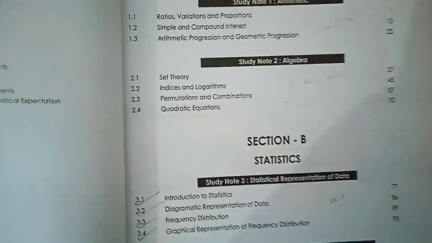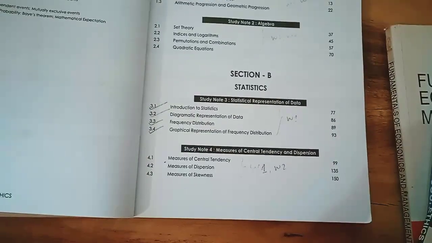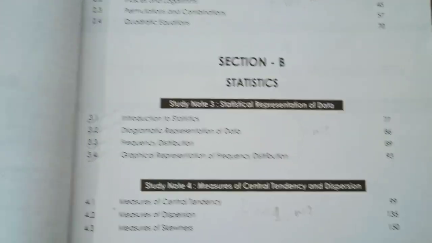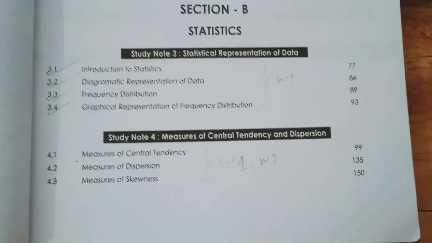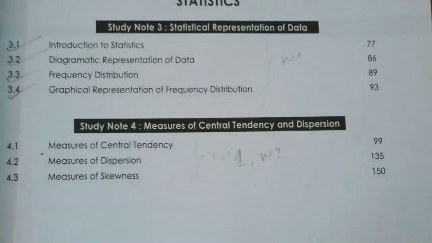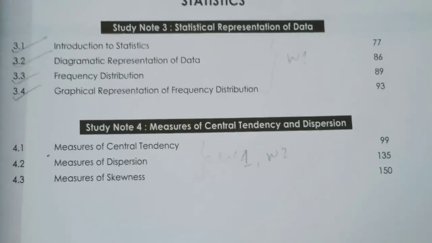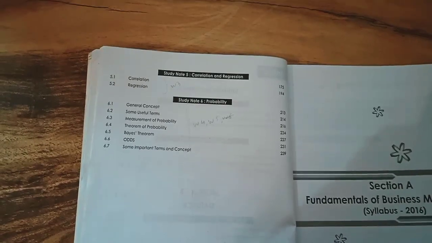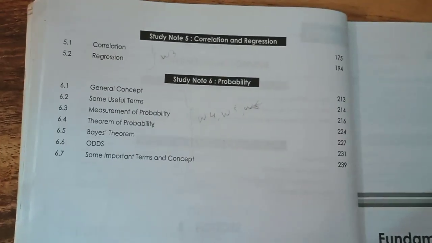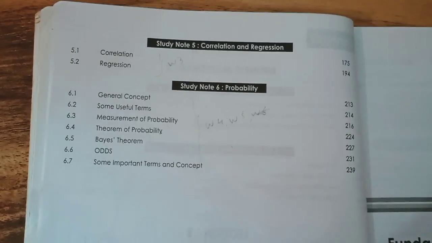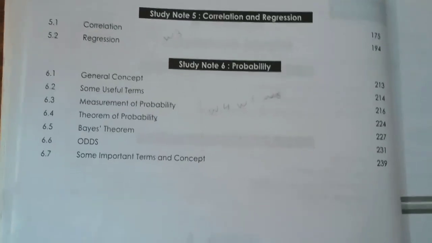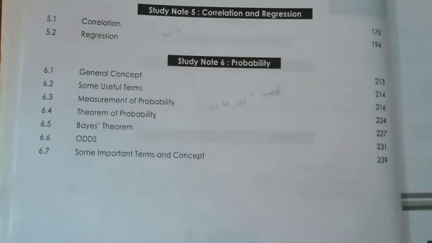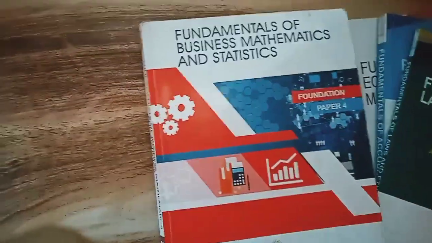And then section B, that is statistics. In statistics you have introduction to statistics, diagrammatic representation of data, frequency distribution, graphical representation of frequency distribution, and then study note number 4, that is measures of central tendency and dispersion. So you have here measures of central tendency, measures of dispersion and skewness. Then study note number 5, that is correlation and regression. And then study note number 6, the last study note, which is probability, which is probably very easy. You have here general concepts, some useful terms, measurement of probability, theorem of probability, Bayes theorem, odds, and some important terms and concepts. So yes, this is all about the last paper, that is Fundamentals of Business Mathematics and Statistics.